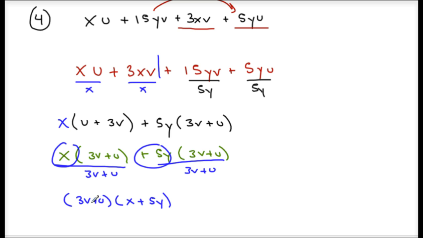Check each one, make sure there's nothing else you can factor out. 3v plus u, completely factored. x plus 5y is completely factored. So this would be your final answer.